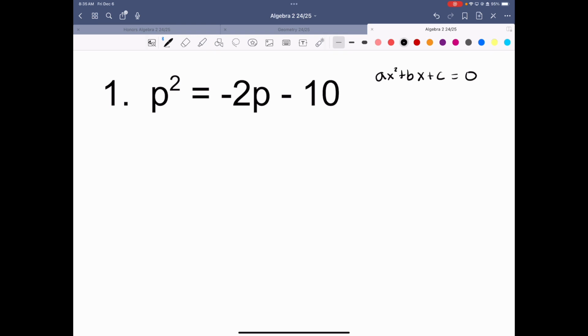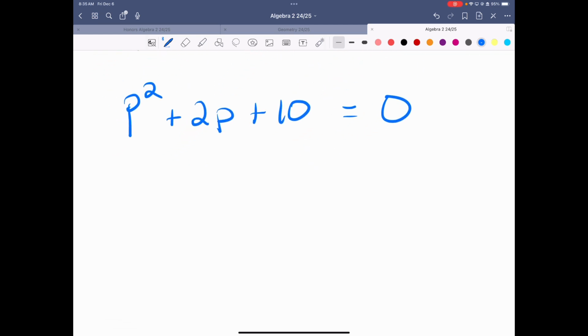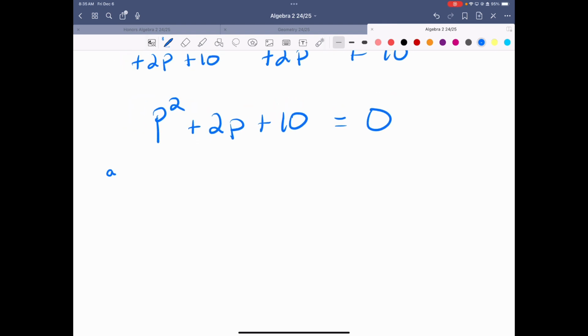So what we're going to do here is add 2p to both sides and add 10 to both sides. And again, most of you at this point should be recognizing that if I'm moving it to the other side of the equation, all I have to do is change the sign, and then you've got it in standard form. Okay, so there's our standard form. If we list the a value, the b value, and the c value, the a value is the value out in front of the squared piece. In this case, there's nothing there, so it's 1. The b value is what's out in front of the p value, so our b value is 2. And our c value is the constant at the end, 10.